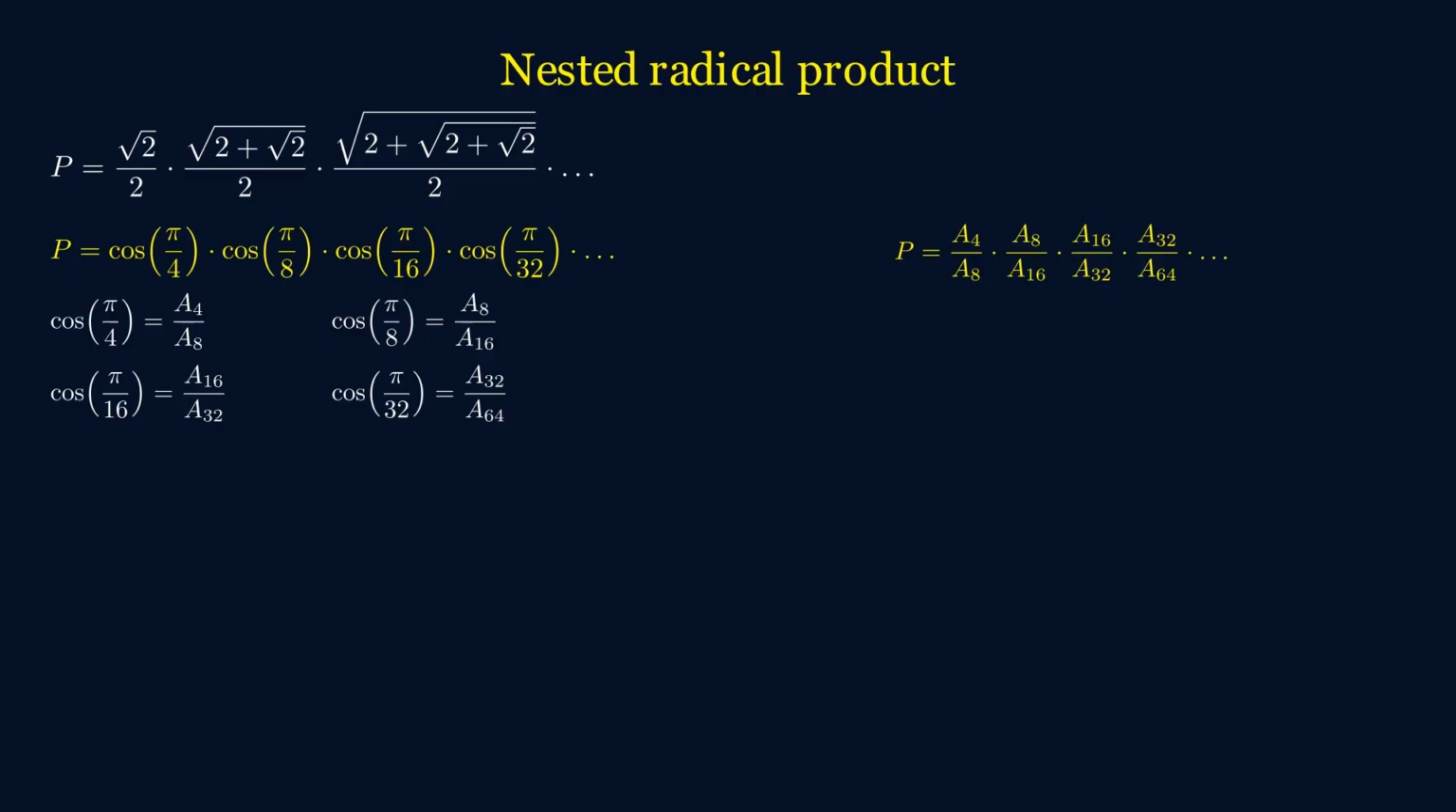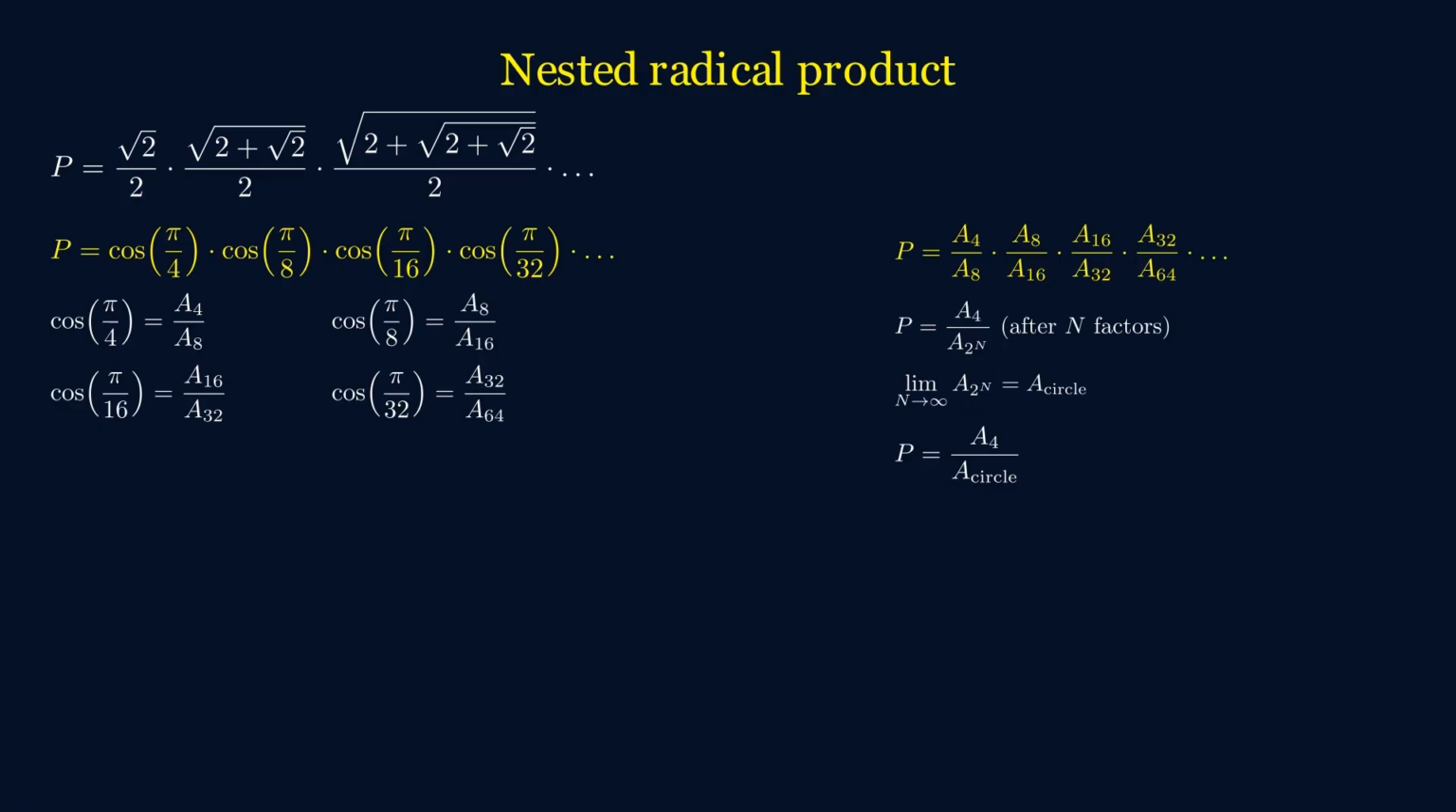When you multiply all these ratios together, everything cancels. A4 over A8 times A8 over A16 times A16 over A32, and so on, until the only thing left is A4 divided by the area of the circle. As the number of sides goes to infinity, the polygon becomes the circle itself. So the infinite product becomes the area of an inscribed square divided by the area of the whole circle.